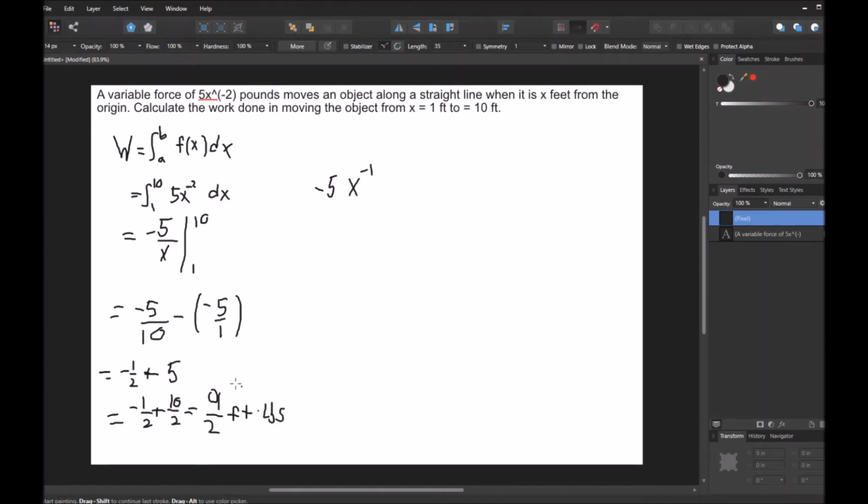Because the distance we're moving is in feet and our force is measured in pounds. So that would be your answer for that one.